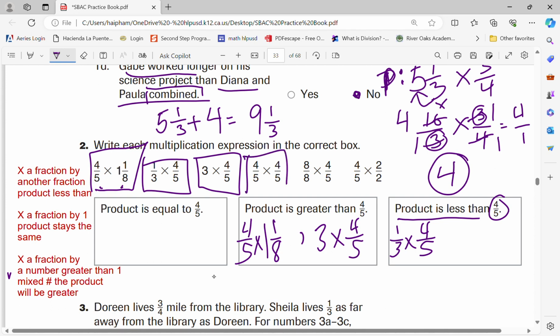Next, we have 4/5 times 4/5. This will be a fraction by a fraction, which means the product will be less than. So let's put the 4/5 times 4/5 right in there.